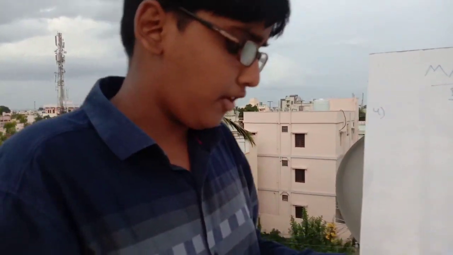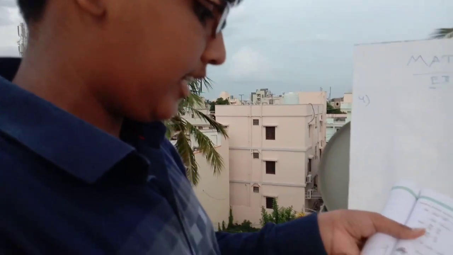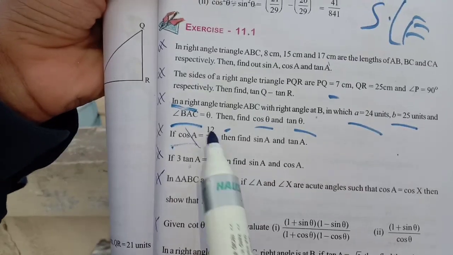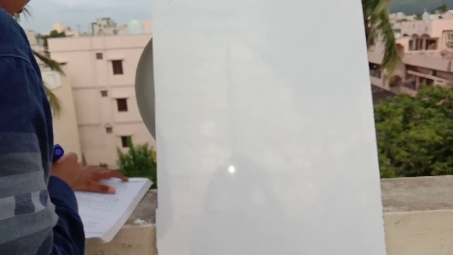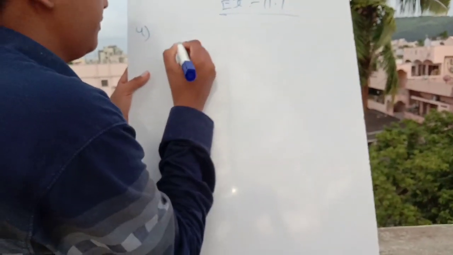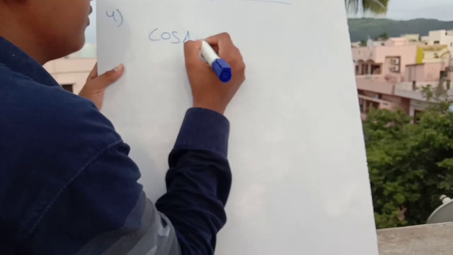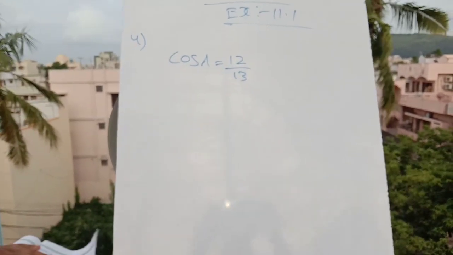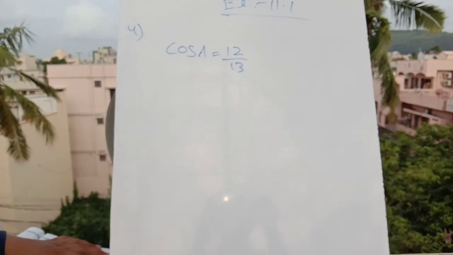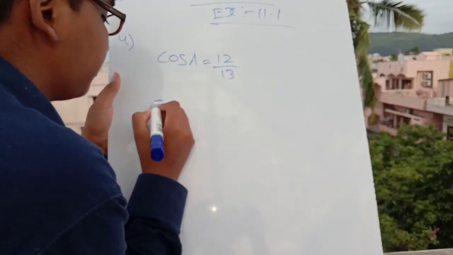So friends, now we are going to do our fourth sum in the chapter of trigonometry. Here you can see cos A is equal to 12 by 13, and then we have to find sin A and tan A. So friends, let's write it down. Cos A is equal to 12 by 13, and we have to find tan A and sin A.